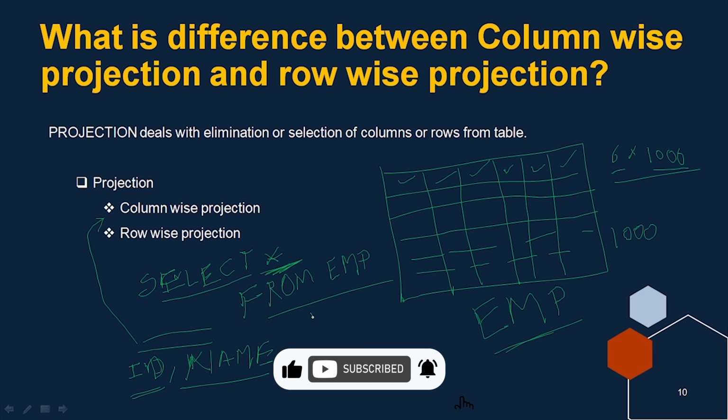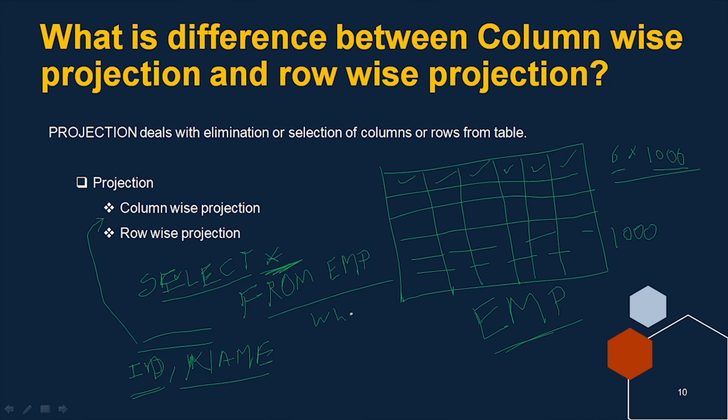Suppose I use a where condition on our select statement. That time it will not pick all the 1000 records. If I say salary is greater than 50k, that means those employees who are getting more than 50,000 salary, only those many records will be picked from the table. So that time we are imposing a condition to restrict picking all the records from the employee table. It will pick only those employees who are getting more than 50,000 salary. So those records will be picked from the table. That time you call it row-wise projection.